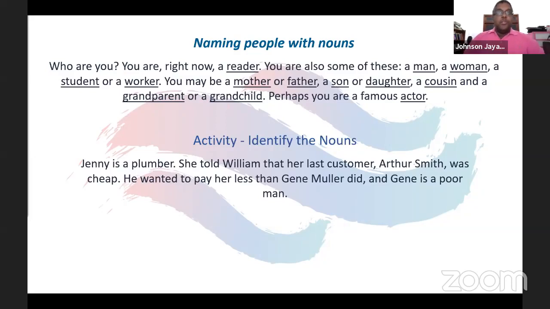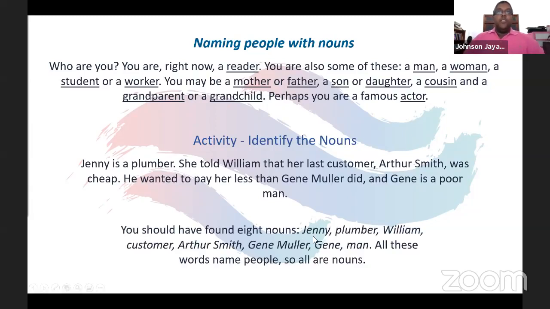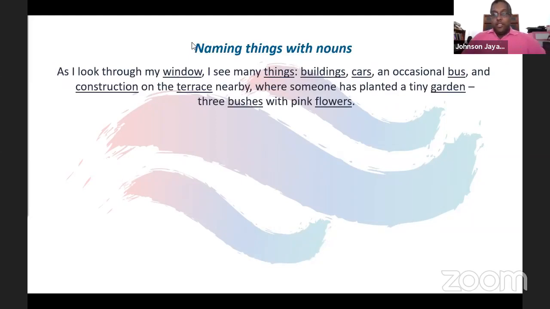Okay, so let me quickly show you the answers. As you can see, here are the nouns: Jenny, plumber; William, customer; Arthur Smith, Jean Muller, Jean, man. All these are words that name people. So all are nouns, right? So nouns are used to name people. Right, naming things.